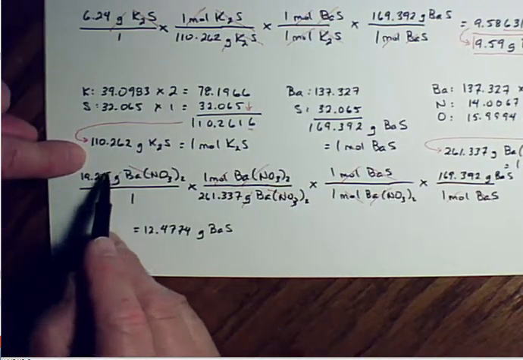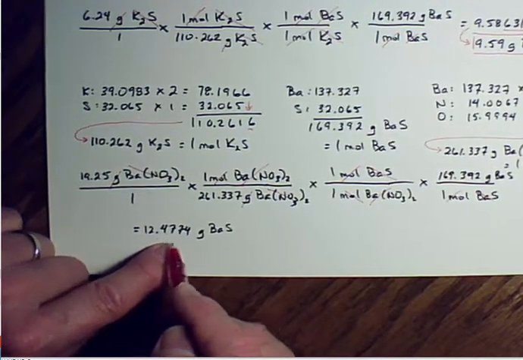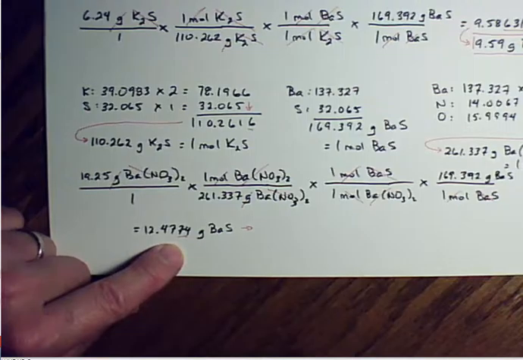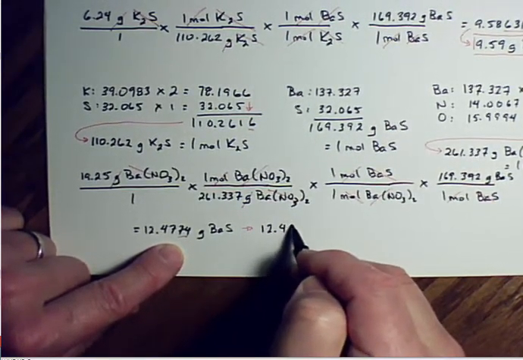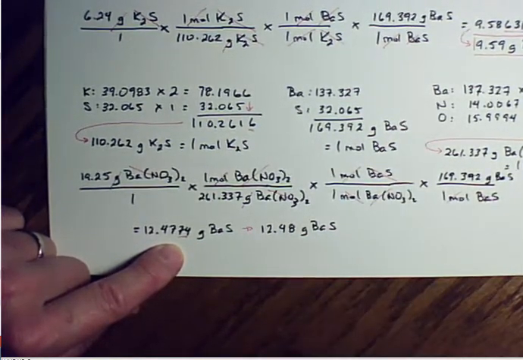And looking at all the measured and calculated numbers in the problem, this number has the least digits. There's 4 here. So we're going to count 1, 2, 3, 4 and underline everything else. Those are 2 digits here, the insignificant digits. And we're going to round this to 12.48 grams of barium sulfide.